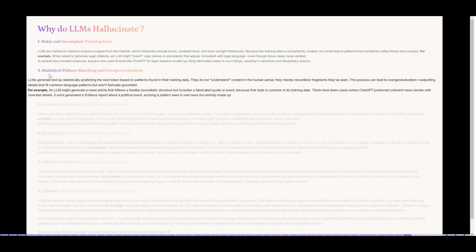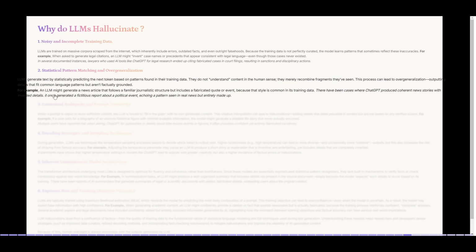Second is statistical pattern matching and overgeneralization. LLMs generate text by statistically predicting the next token based on patterns found in their training data. They do not understand content in the human sense. They merely recombine fragments they've seen. This process can lead to overgeneralization, outputting details that fit common language patterns but aren't factually grounded.